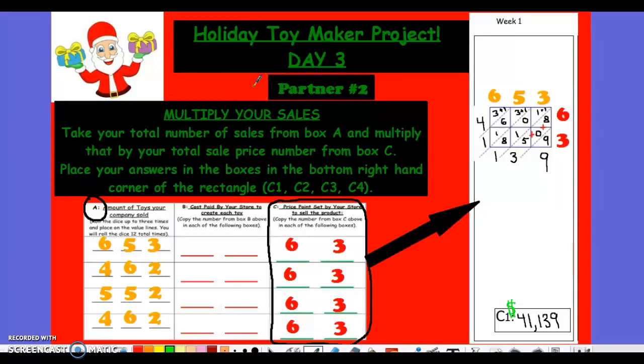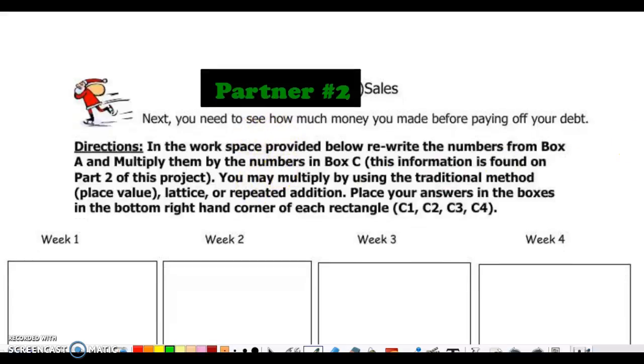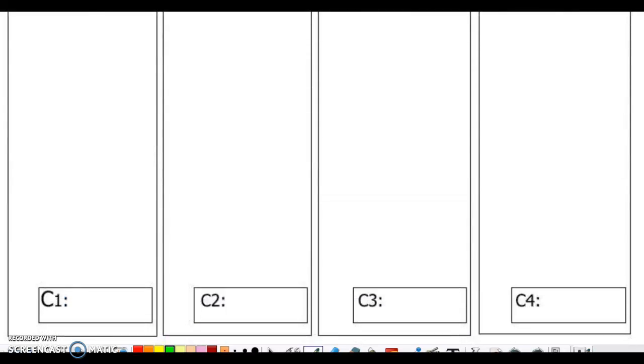You will be multiplying for your sales. In order to do that, you need to have this paper out in front of you and follow the directions to figure out how much money you made to see if you made any profit. In the workspace below, when I talk about workspace, I'm talking about these long rectangular boxes with C1, 2, 3, and 4 written at the bottom of them.